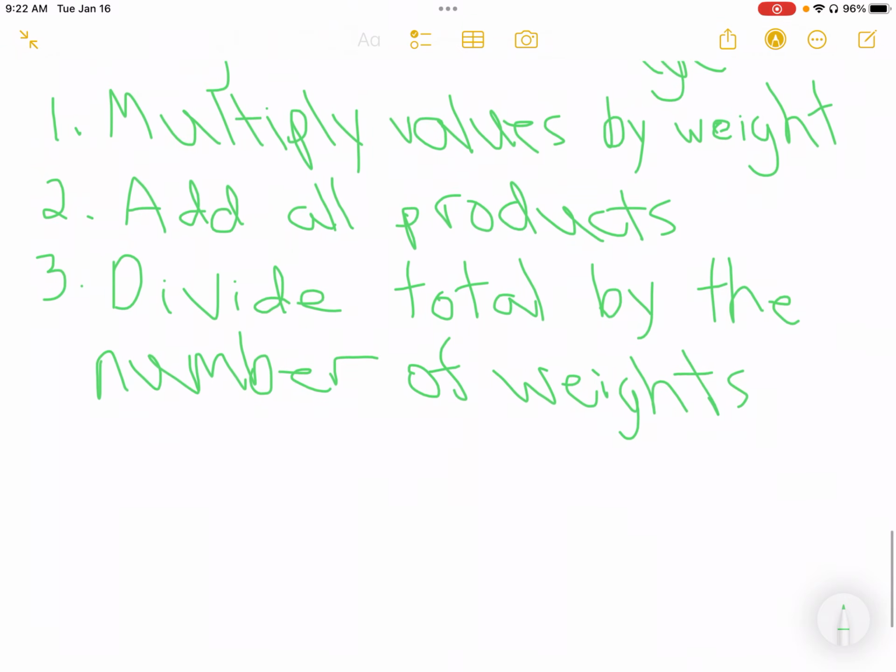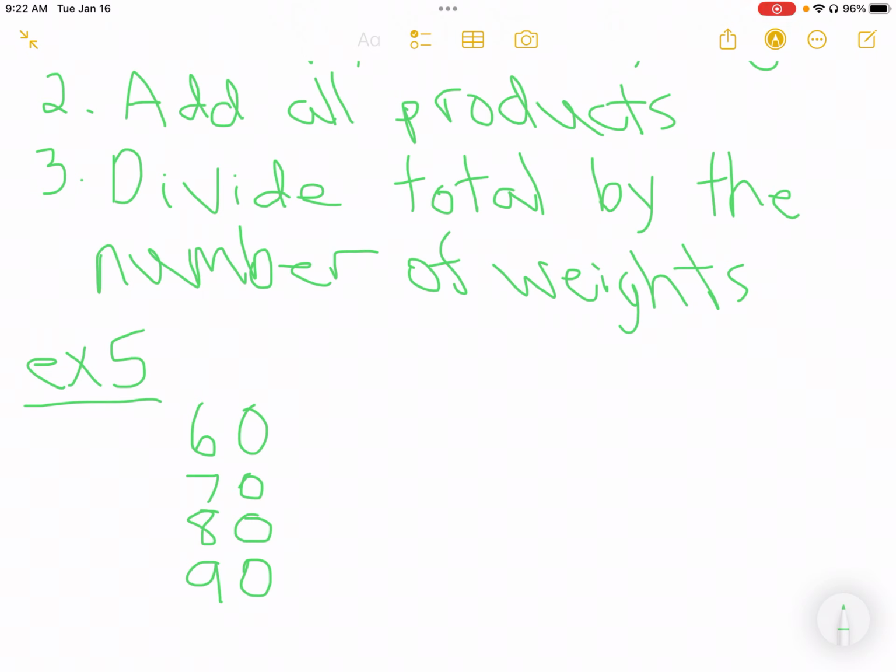So if I have example 5. What did they tell me? They said Jim had scores of 60, 70, 80, and 90. So if I hear that, I can probably go ahead and just put them in a column like this: 60, 70, 80, 90. And what is the weighted average of his scores? And the tests were weighted 1, 2, 4, and 6 in that order. Okay, so they're weighted 1, 2, 4, and 6, right?